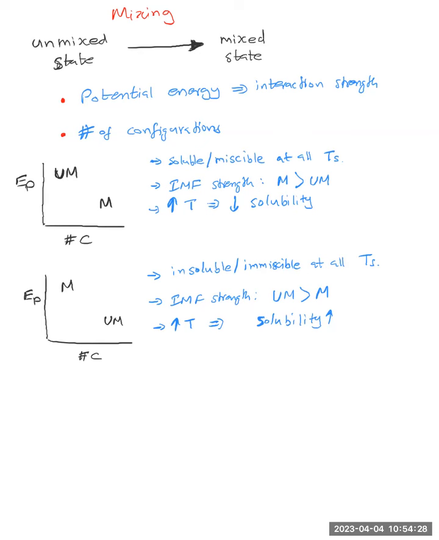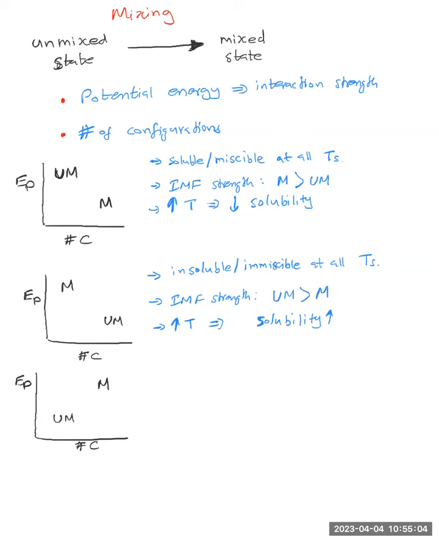And then let's take a look at this. Okay, I think I'm going to draw one over here. It would be nice if we can draw two, but let's see if we can draw two of them, because it will be easy to see them for the comparison. Okay, say that we have this situation, potential energy and number of configurations. Mixed state over here and the unmixed state over here.